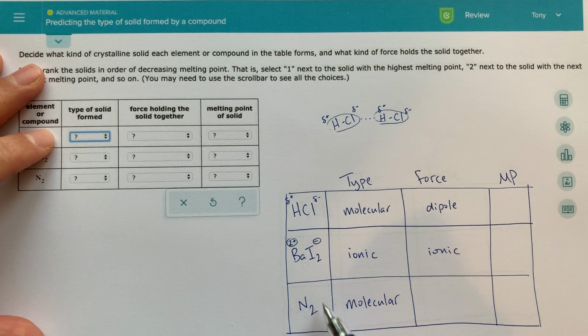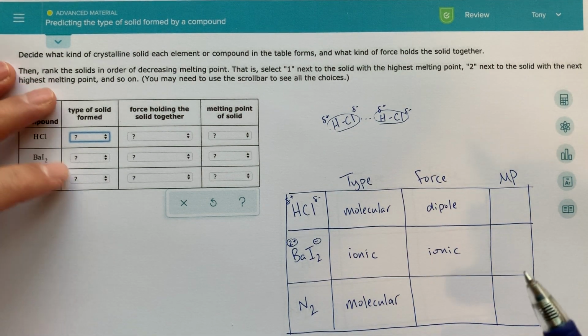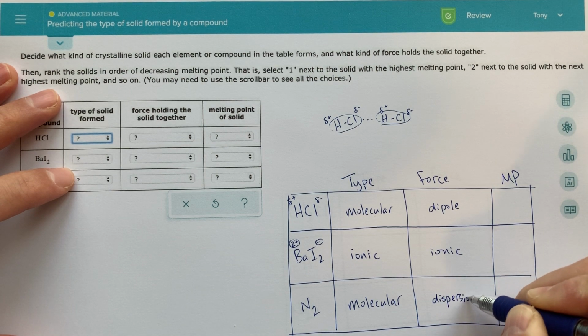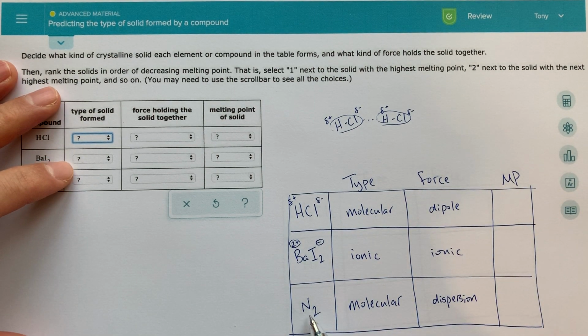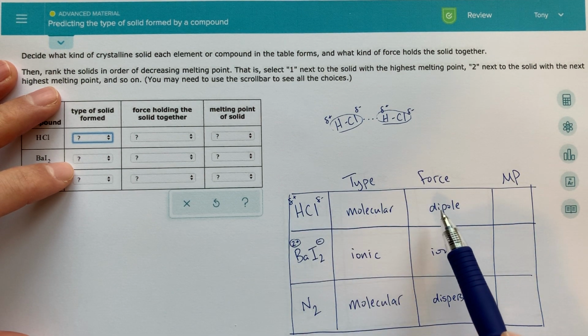For this one, N2 is a non-polar molecule. So if I draw the Lewis dot structure for nitrogen, I know that that's a non-polar bond, nitrogen and nitrogen, equal electronegativity. Therefore, the only force holding this together would be a dispersion force. So if you've got a non-polar molecular compound, then you're gonna have a dispersion force. So for your molecular compounds, essentially what you're choosing between is if it's non-polar, you're gonna have dispersion. If it's polar, you're gonna have dipole-dipole.